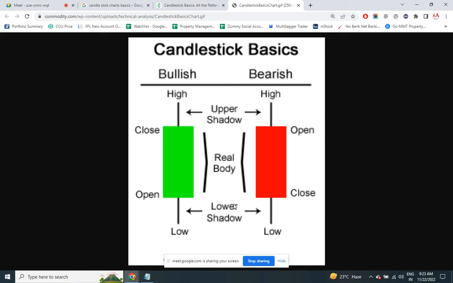Okay, so there are four elements in any candlestick. There are four data points by which a candle can get formed. What is that? Open, high, low, close. That is why, if you remember, I told you it is also called as OHLC chart. Open, high, low, close charts.